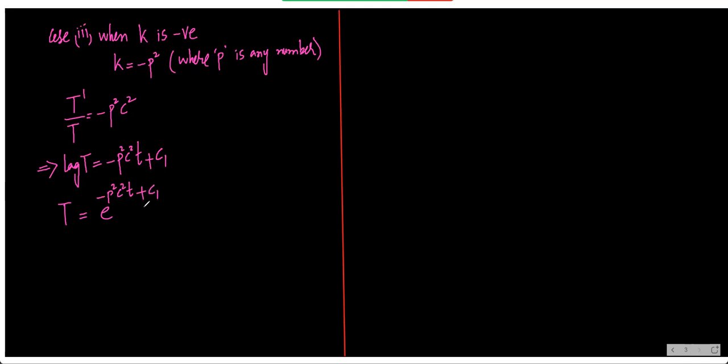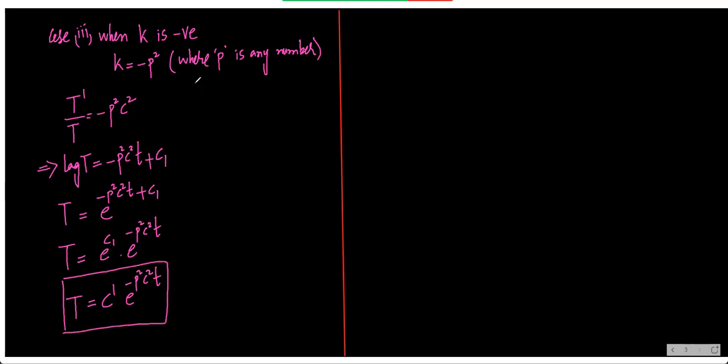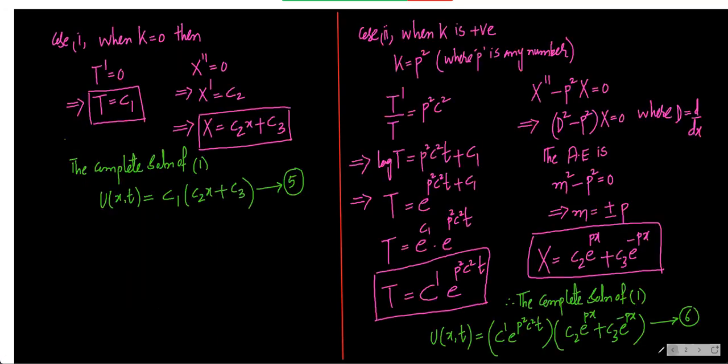So we can break this value into parts. That is, part number one is we take it as e to the power of c1 in one part into e to the power of minus p square c square t is another part. For our convenience purpose, we are going to take this one as c dash again, e to the power of minus p square c square into t. This is one solution we got. For another solution, you can see the page number one again.